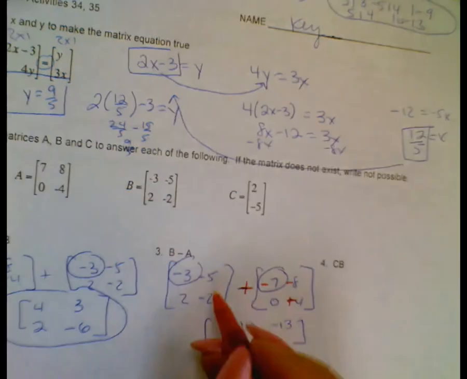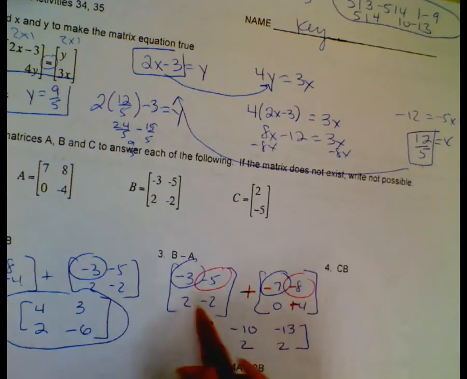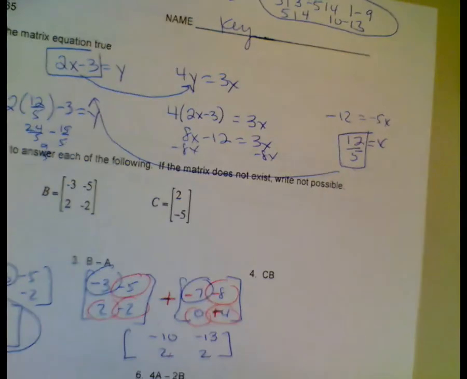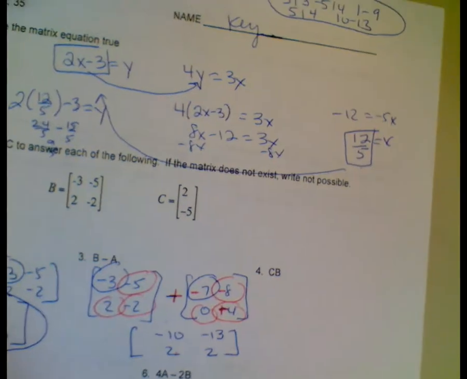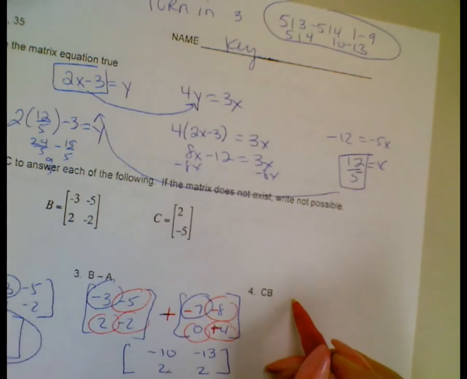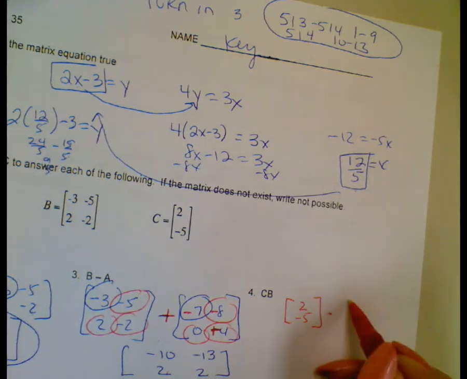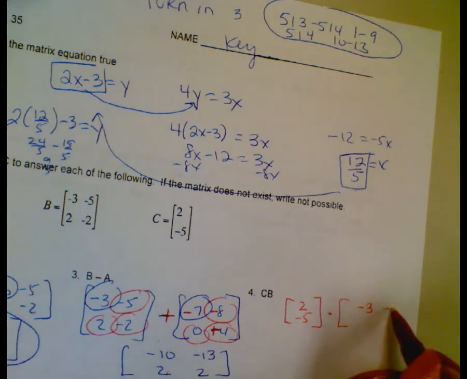We're adding this one to this one, and this one to this one. C times B. Okay, you guys can do this on a calculator, but I'm multiplying by hand. So C is 2, negative 5, times B, which is negative 3, negative 5, 2, and negative 2.